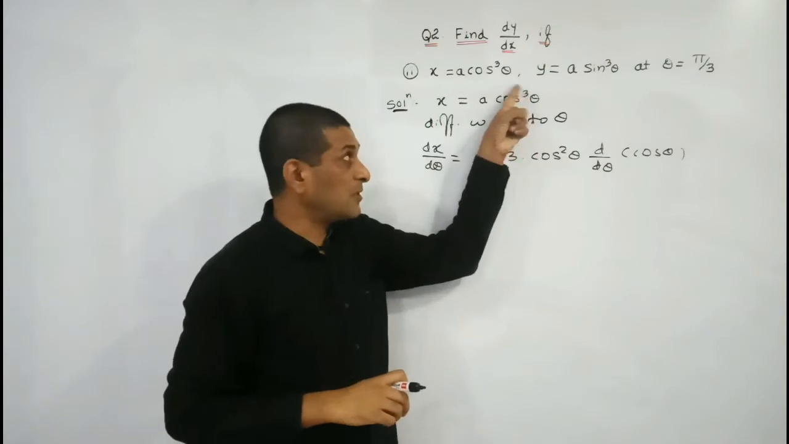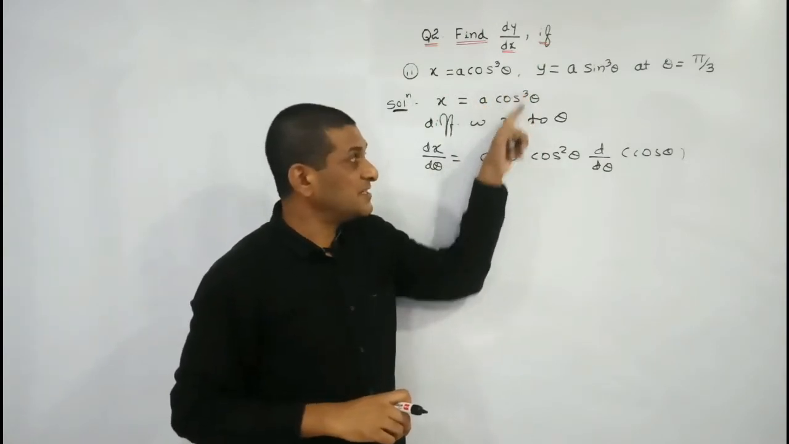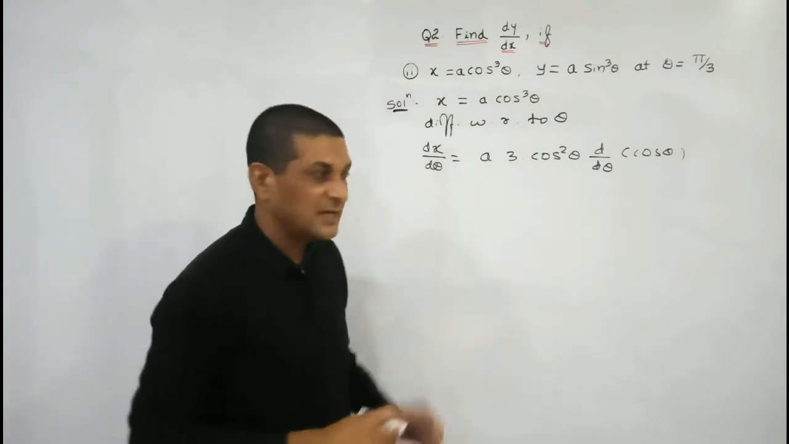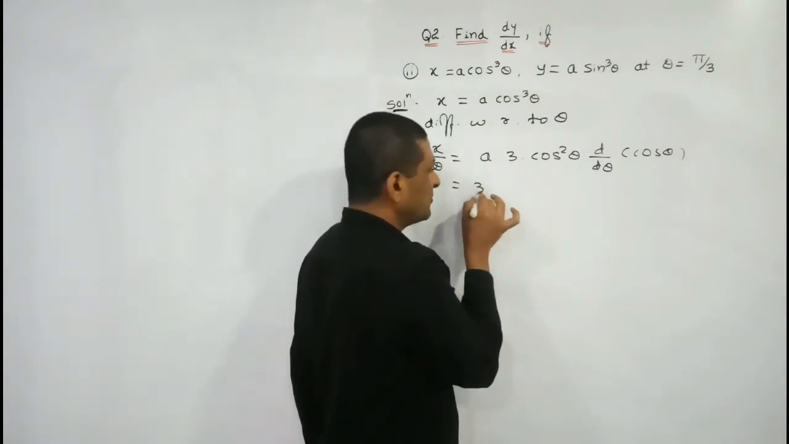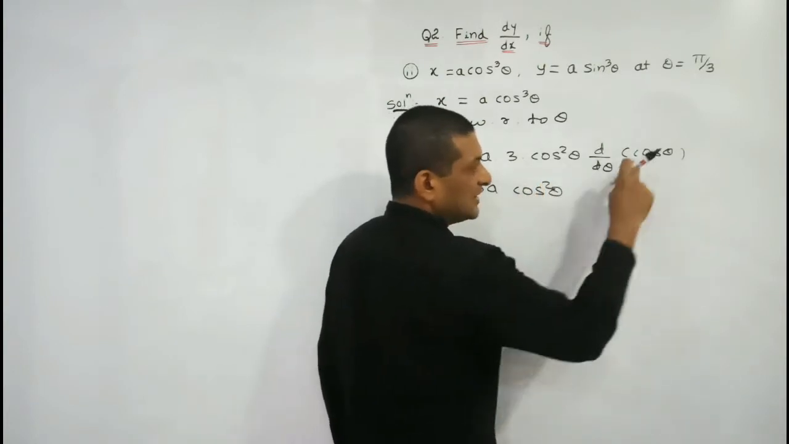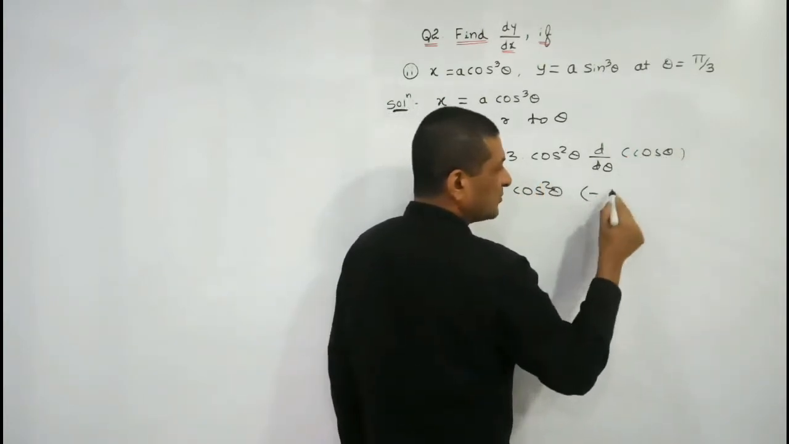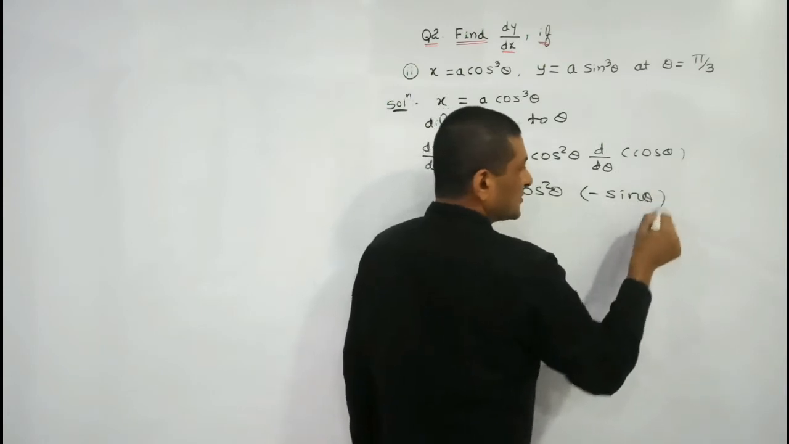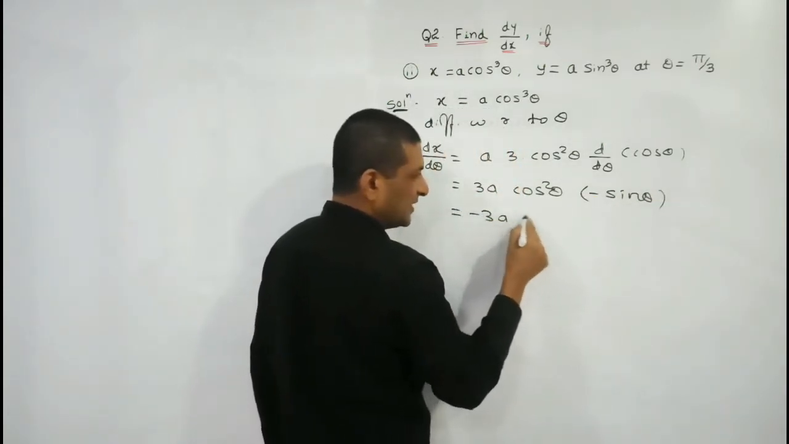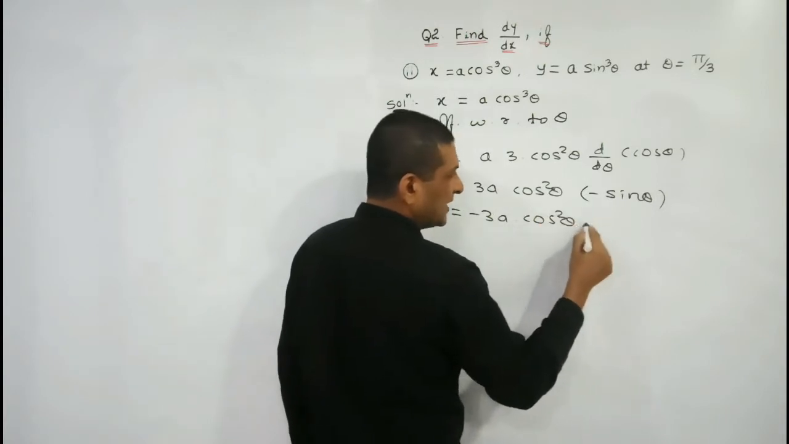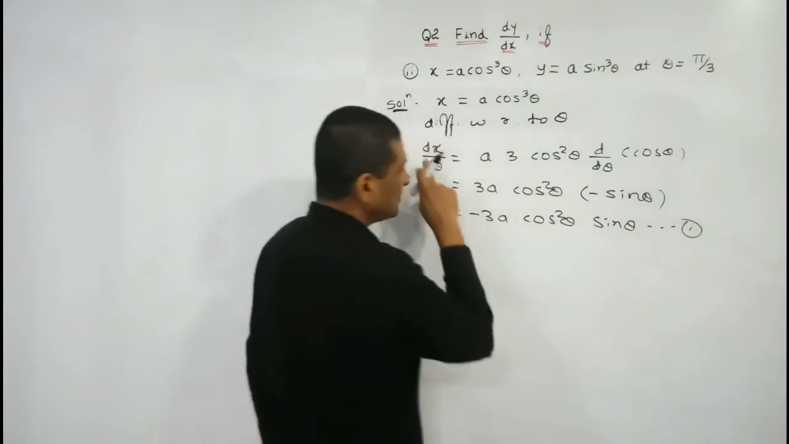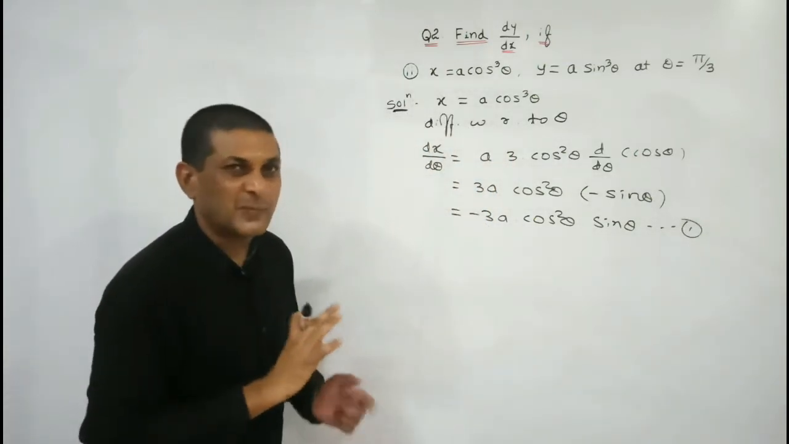First take the power of f of x as a coefficient, then decrease its power by 1, into the derivative of f of x, which means the derivative of what? Cos theta. So here 3 into a will be 3a cos square theta, keep it as it is, and the derivative of cos theta is minus sin theta. So first we write minus here, minus into 3a will be minus 3a into cos square theta into sin theta. Nothing is there to simplify. In this way we have got the value of dx upon d theta.